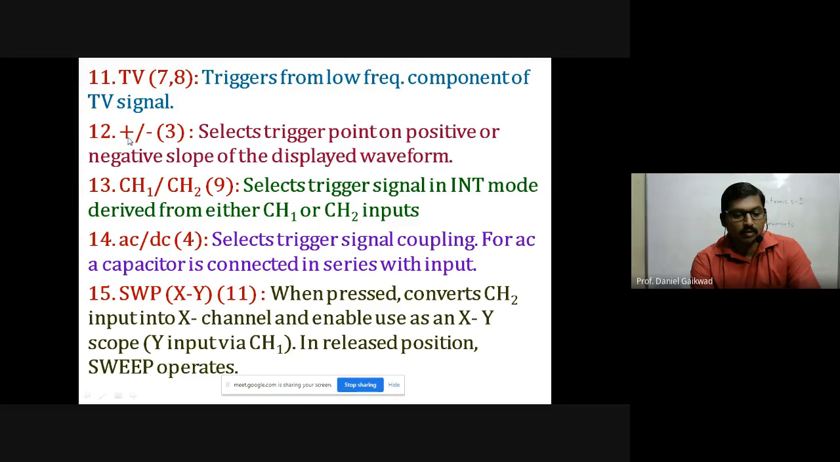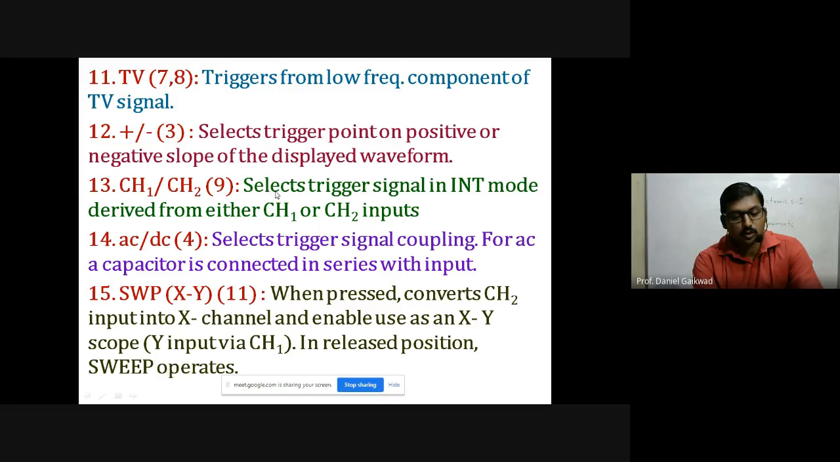Now number 12, positive, negative. Number third, plus or minus. So this is the number third key, and in that case we select the trigger point on positive or negative slope of the display waveform. So when the waveform is displayed, we have to select the trigger point on screen. For that we have plus and minus, so that the waveform can be shifted in the direction.